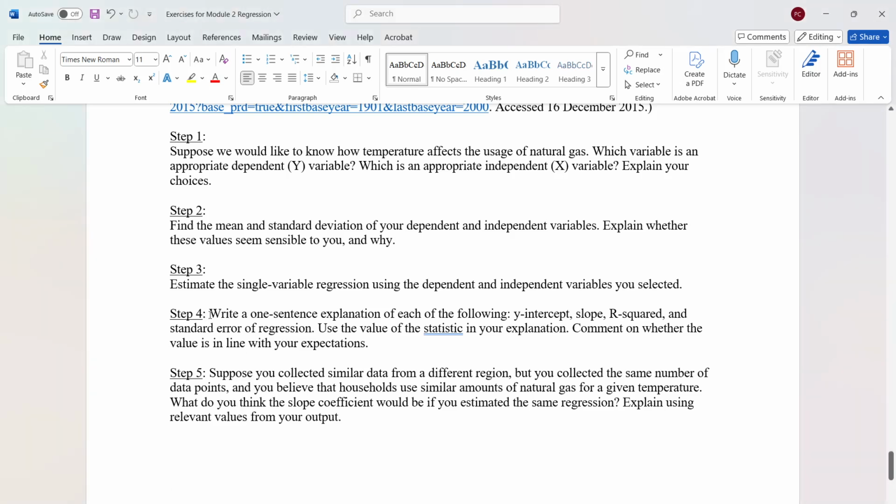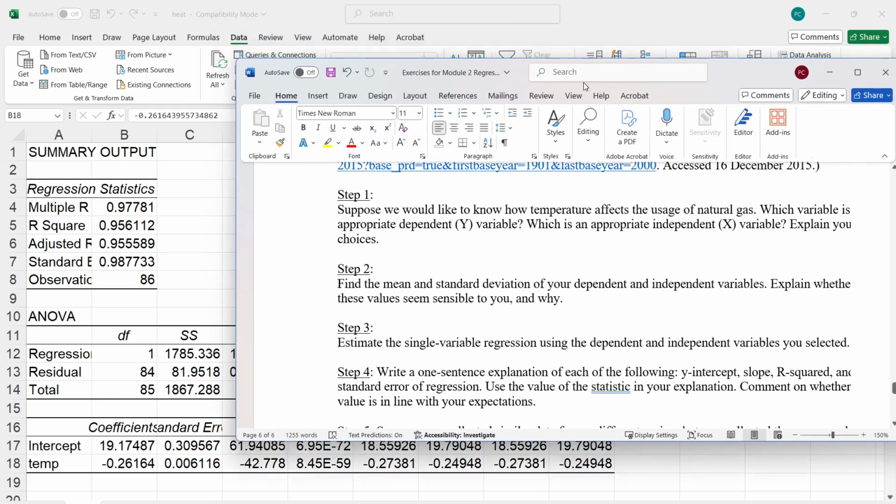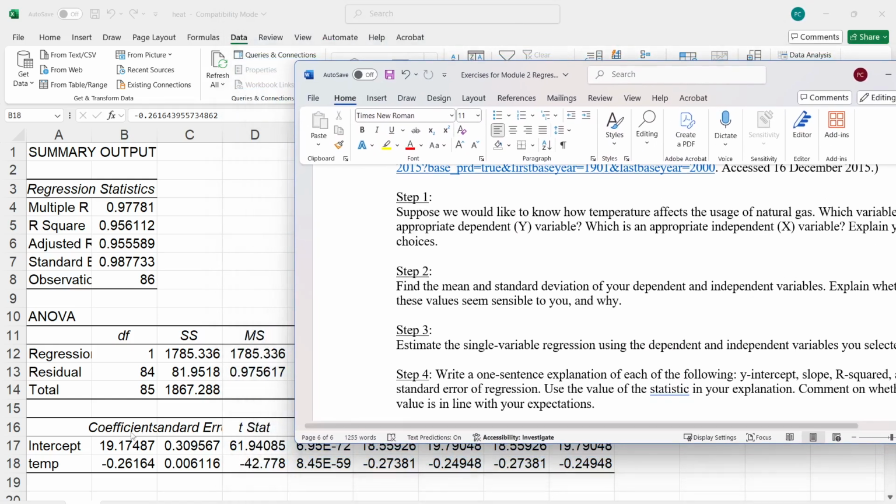Right. Write a one-sentence explanation of each of the following: the y-intercept, slope, R squared, and the standard error of regression. So I'll just talk through each of them. The y-intercept says when the temperature is 0 degrees outside, y-intercept is where you hit the vertical axis, right? So the temperature would be 0 degrees. This model predicts that the consumers in this area would use on average 19.17 therms per day, which is quite a lot, but also 0 degrees outside is very cold. So that's pretty reasonable.